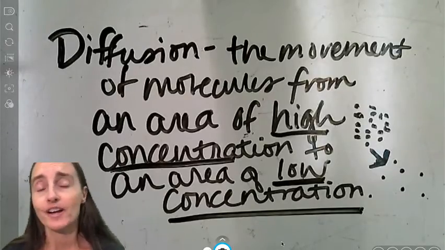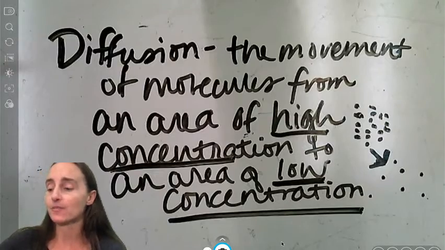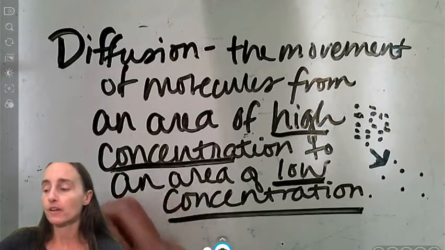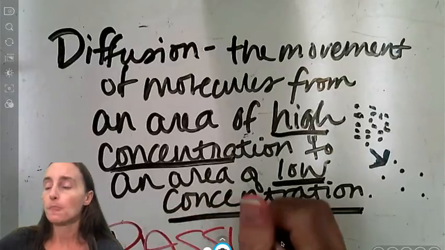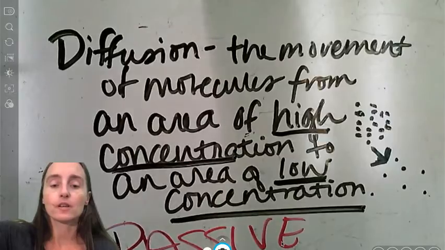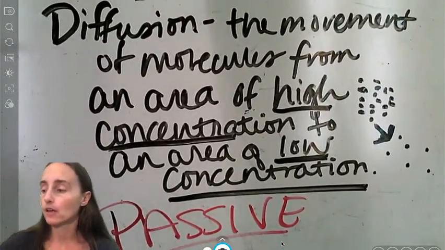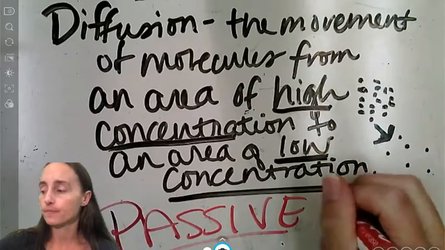It doesn't require energy. There's no energy required. Molecules are bumping into each other, and as they bump into each other, they sort of spread out. And no energy is required for that to happen. So diffusion, no energy. We call that passive. Passive means, I'm going to write it down here. Okay. Passive means that you can just do whatever it is with no energy requirement. Okay. No energy.